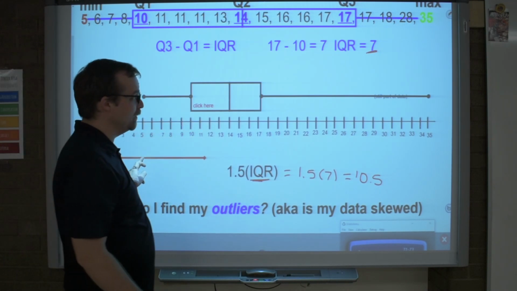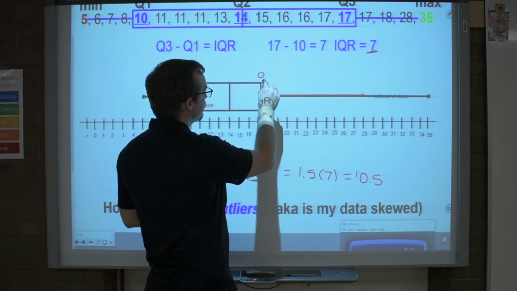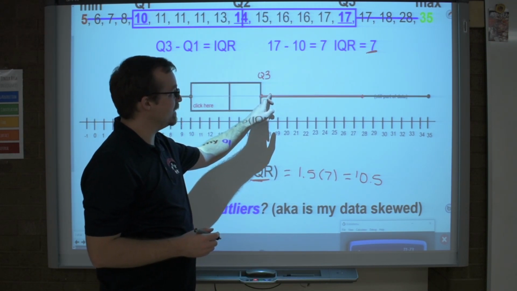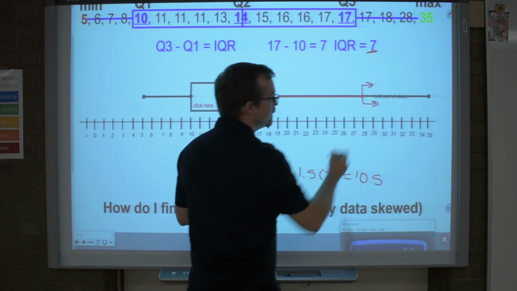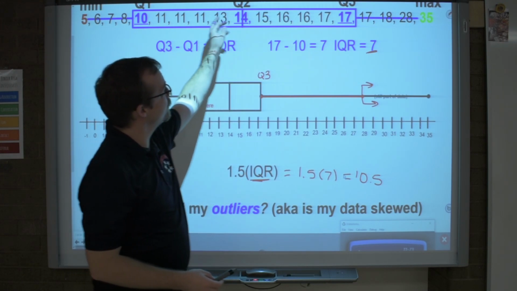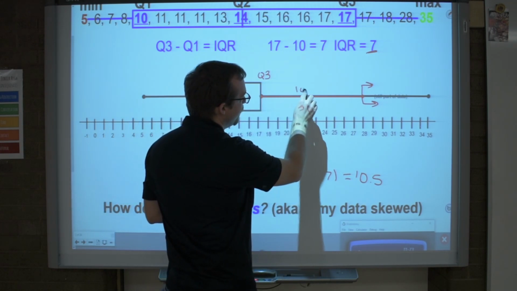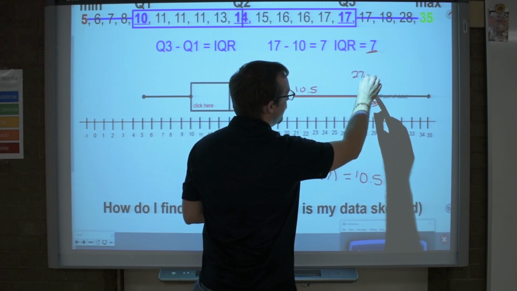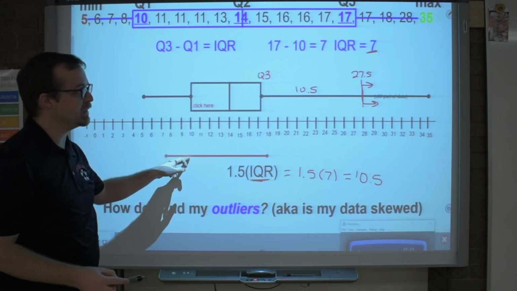And the way that we find outliers is we're going to go over here to quartile 3, and we are going to take that length and add it on. Anything past this point right here, this way, is going to be considered an outlier. So, what is quartile 3? We said that quartile 3 was 17. And so 17 plus this 10.5 would give us 27.5. So anything bigger than that 27.5 is going to be an outlier.